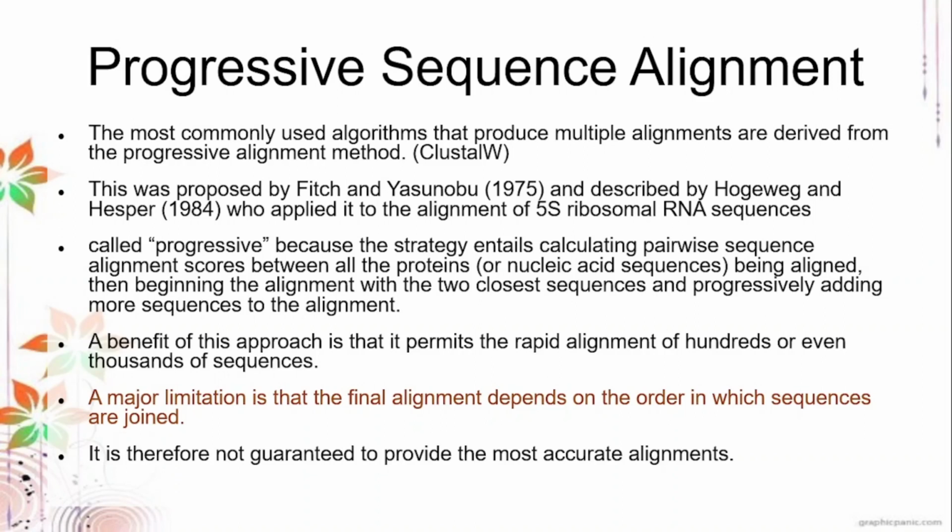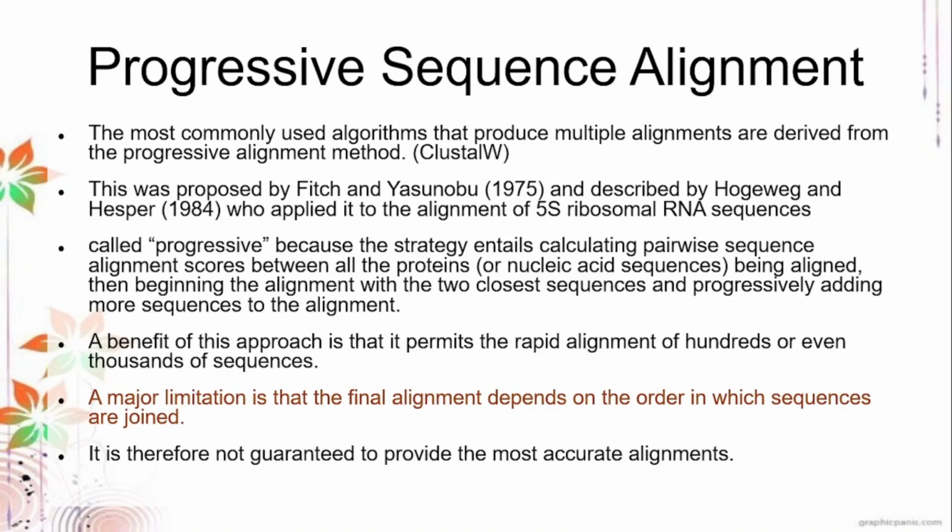But the limitation of that is the final alignment that you would have depends on the order in which the sequences are joined. What if, for example, A and B are very close, C and D are also very close? Because you start with adding A and B, because these are the two closest, and then sequence C is the next closest. But after sequence C, the next closest is sequence E, and finally sequence D.